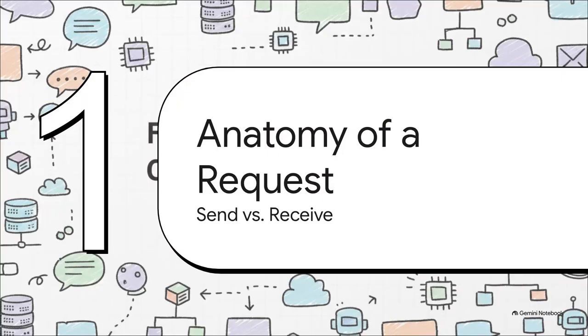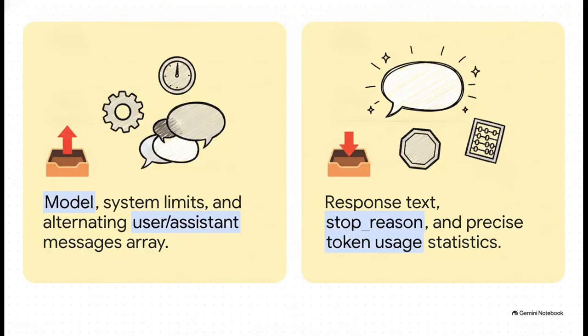Moving on to section 2, anatomy of a request. What you send versus what you receive. Understanding the exact data moving back and forth here is absolutely crucial. When you make your post request, you're sending over your JSON model specification, your max tokens limit, any system instructions you might have, and your array of alternating user and assistant messages. In return, what you get back is the text content generated by Claude, a specific stop reason telling you why it stopped generating, and precise token usage statistics for both your input and output. It is just a remarkably clean exchange.